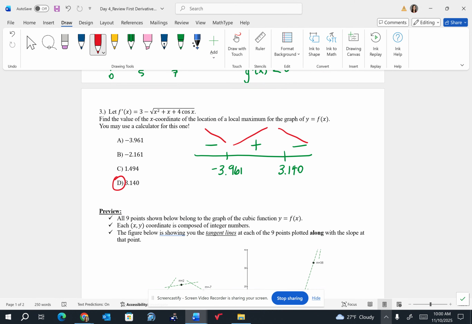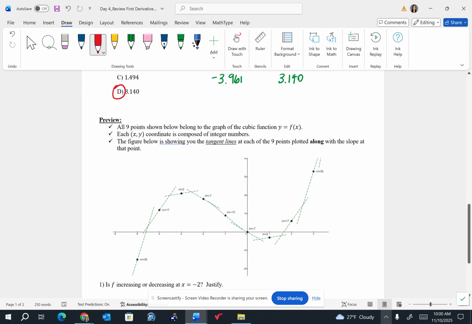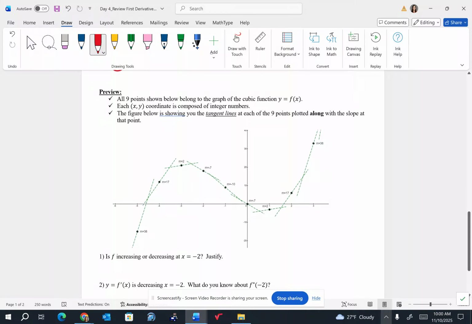All right, so that was the review part. The last thing that we were going to do today is a little preview of what we'll be doing next, which has to do with the second derivative. So there's a whole bunch of questions just to kind of get at the thinking involved in that. So the first question is: is f increasing or decreasing at x equals negative 2? And the important thing is this is the graph of the function, not the derivative.